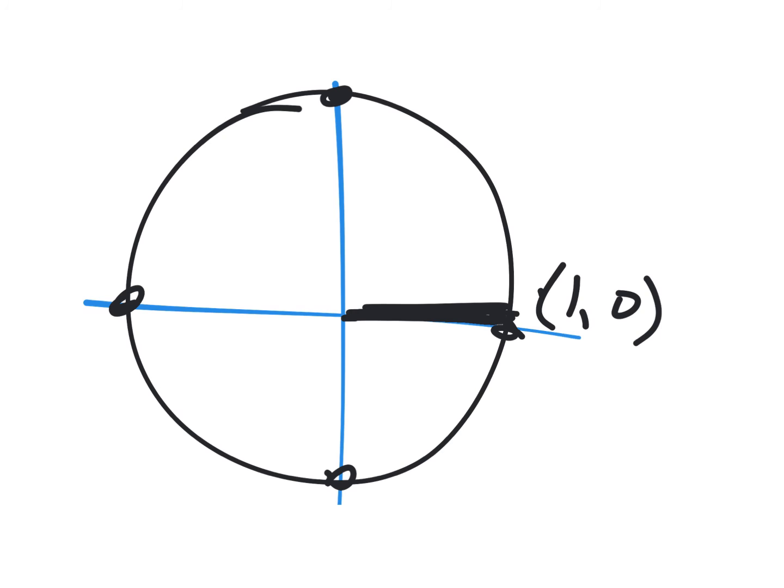What's cosine of 0? 1. What's tangent of 0? It's 0 over 1. And a lot of people are like, is that allowed? Yes, it is. 0 over 1 is allowed. What's 0 divided by 1? 0 divided by 1 is 0.